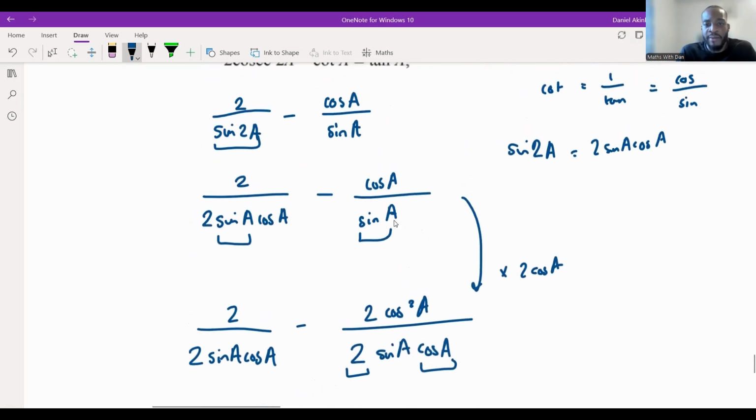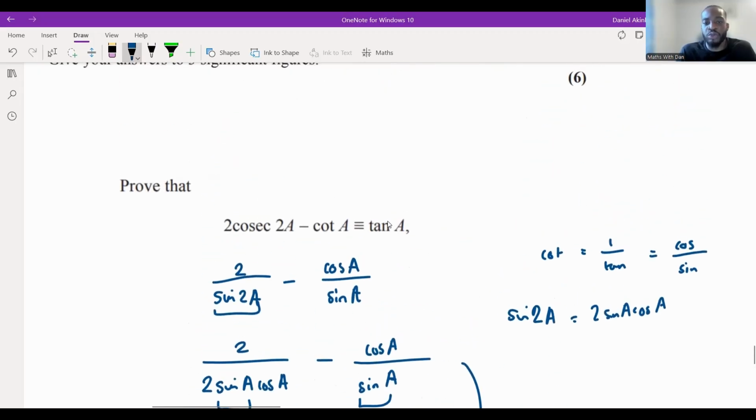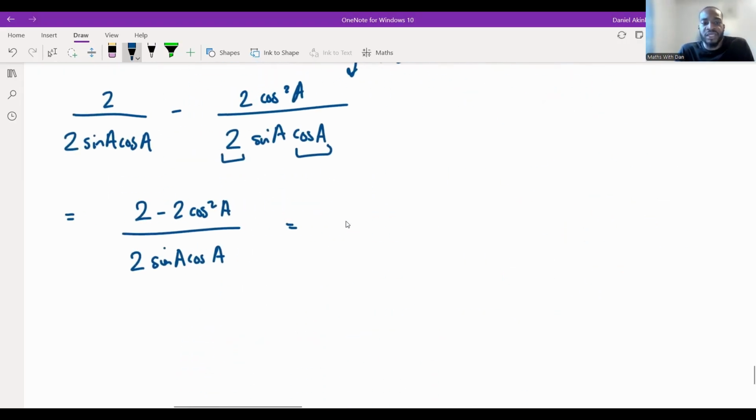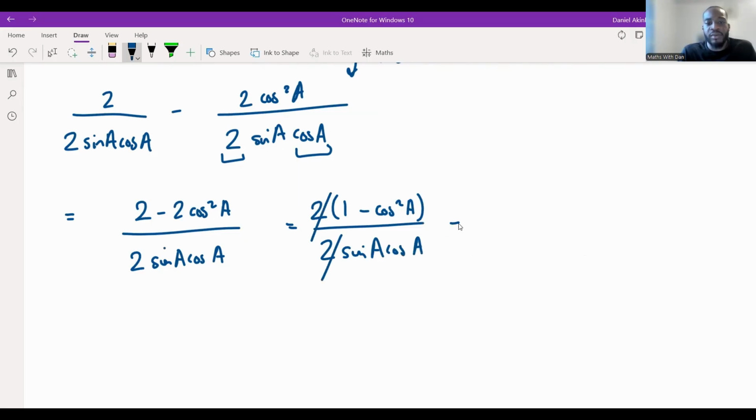What are we trying to find, by the way? Remember, we're trying to show tan A. We know that tan is sine over cosine. So we need a sine and a cosine. What can I do? Well, firstly, if I take out that 2, I can cancel. You don't have to take it out to cancel it, but it's always good practice anyway. And then I've got 2 sine A cos A. I've got 1 minus cos squared A over sine A cos A, right? What's 1 minus cos squared equal to, guys?